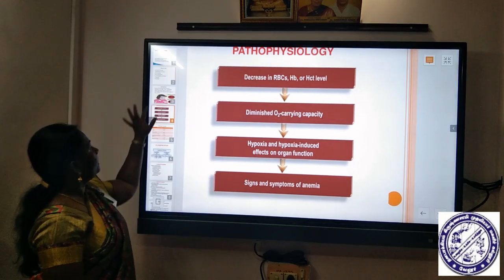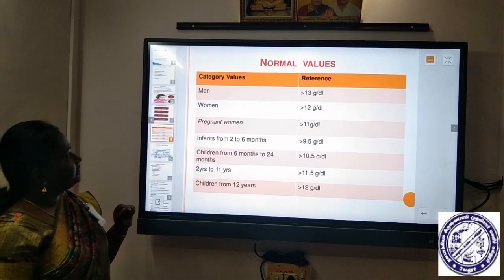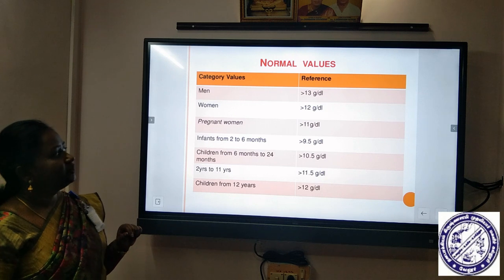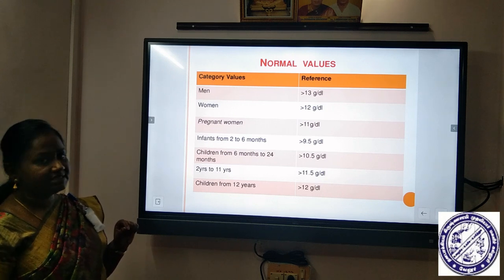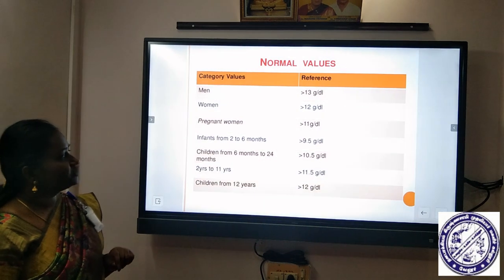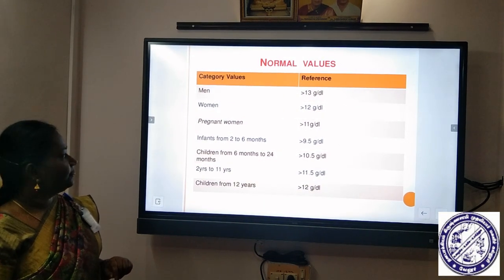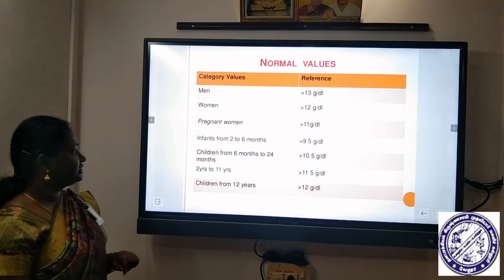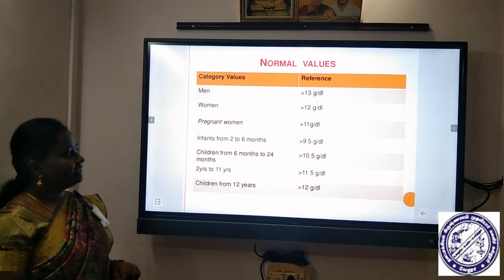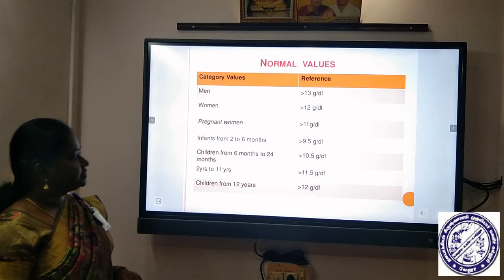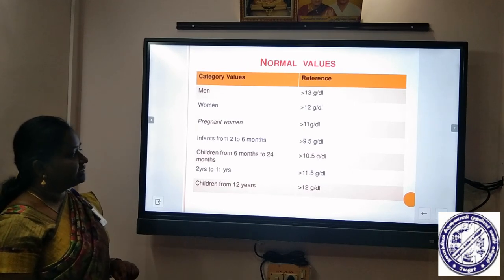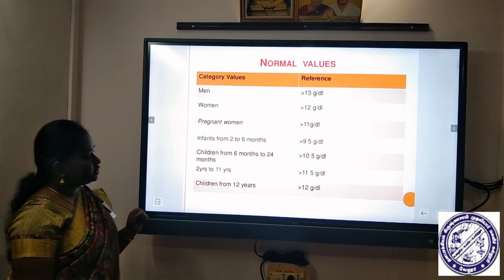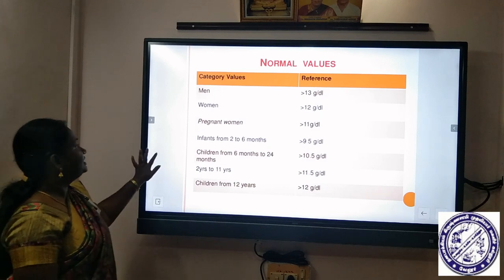and it leads to the signs and symptoms of anemia. And coming to the normal values of hemoglobin, for men it is more than 13 grams per dL, for women more than 12 grams per dL. dL is deciliter of blood. For pregnant women it is 11 grams per dL, and for infants of 2 to 6 months it is more than 9.5 grams per dL. For children from 6 months to 24 months it is more than 10.5 grams per dL. For 2 years to 11 years it is 11.5 grams per dL, and for children from 12 years it is more than 12 grams per dL.